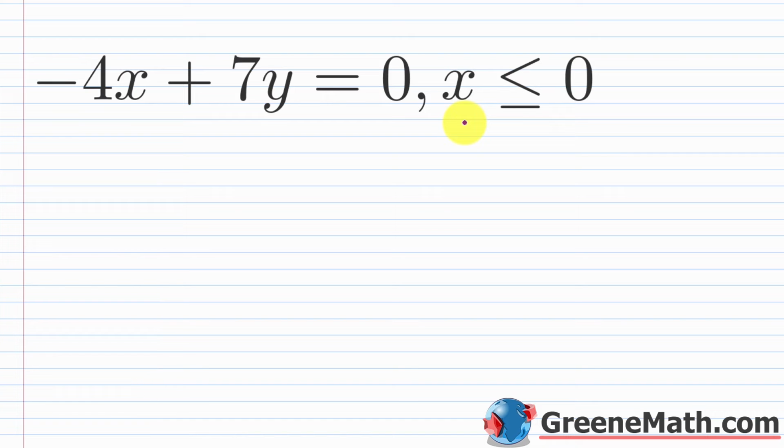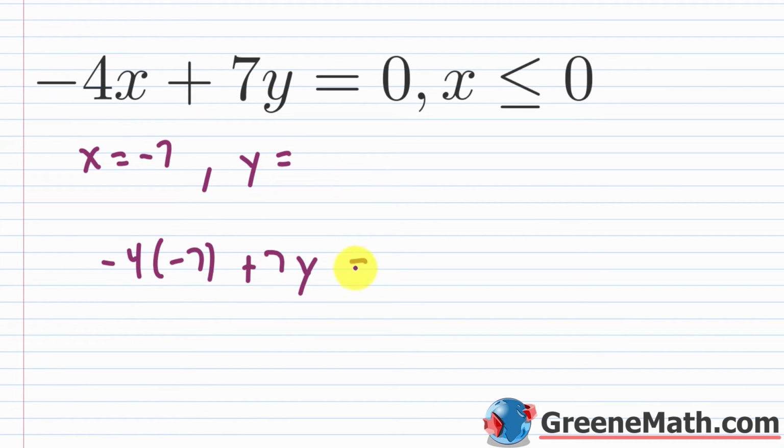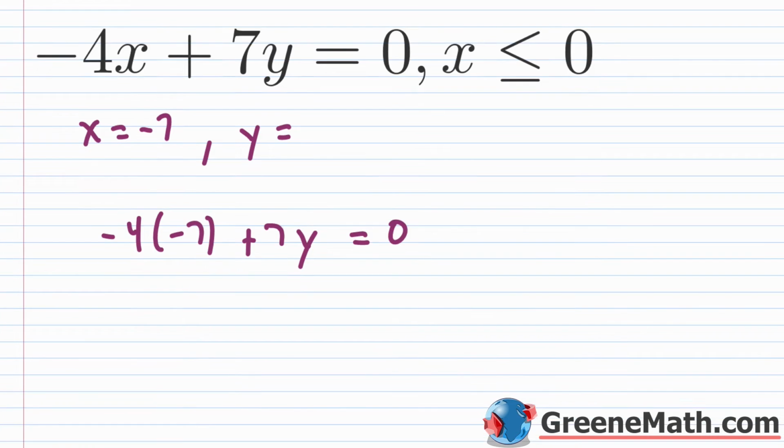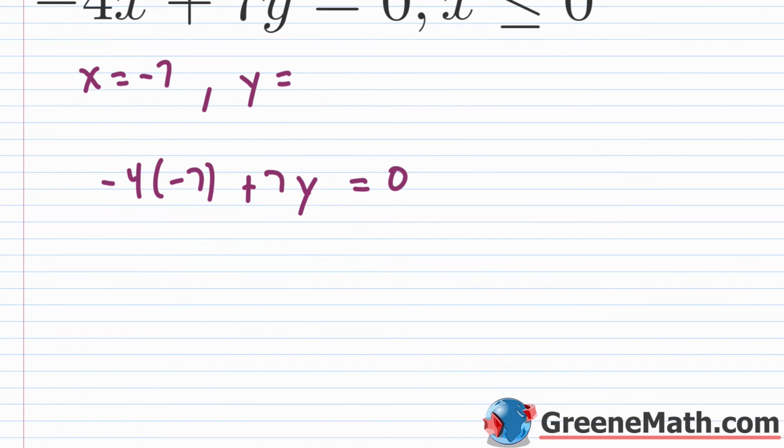Let's just pick -7 for x. I think that would work out nicely. So I'm just going to say that x is equal to -7. And I need to figure out what is the corresponding y value. So -4 times -7 plus 7 times y is equal to 0. Now, the reason I picked -7 for x is because it's going to work out to be a nice integer. I know a lot of people are going to ask, well, where did you get the -7 from? Well, I just chose something where x was less than 0. That's all I did. So -4 times -7 is 28.